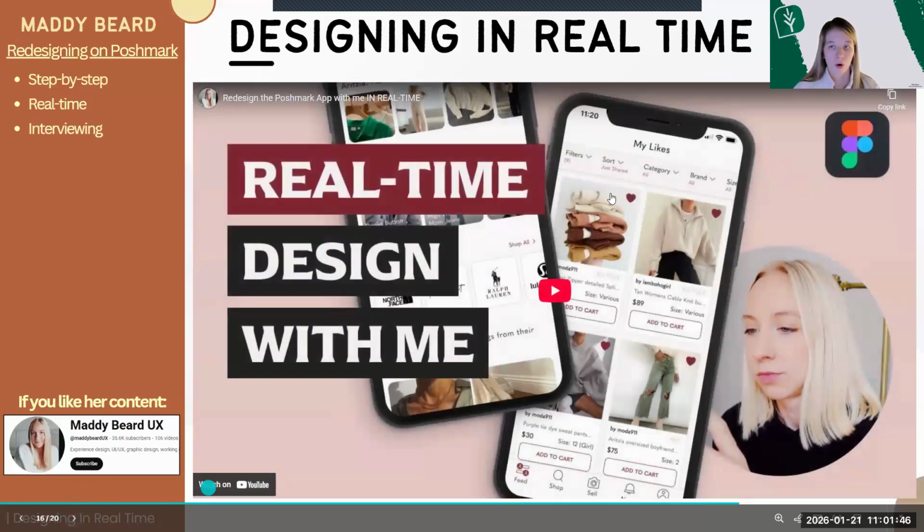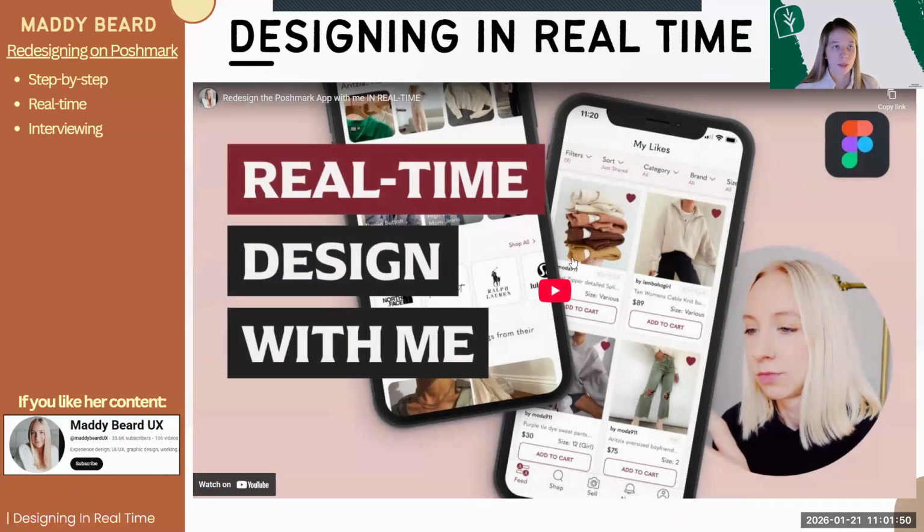We're not going to go all the way into this video. I'll start it for you guys. But this is a step-by-step real-time example of Maddie redesigning the Poshmark app. It also goes into interviewing and how she uses Figma to create this.